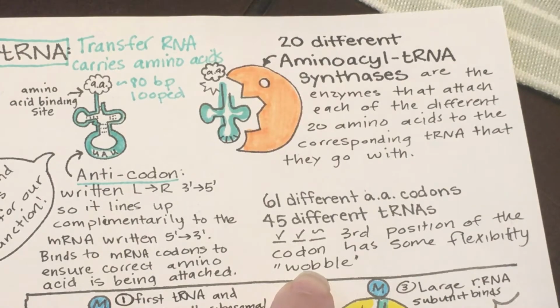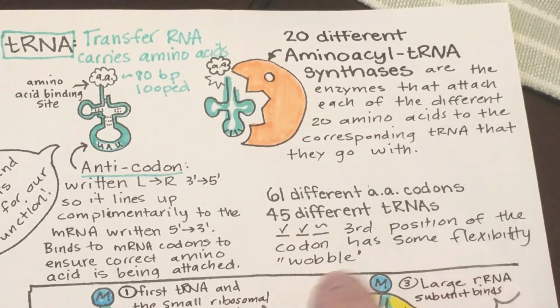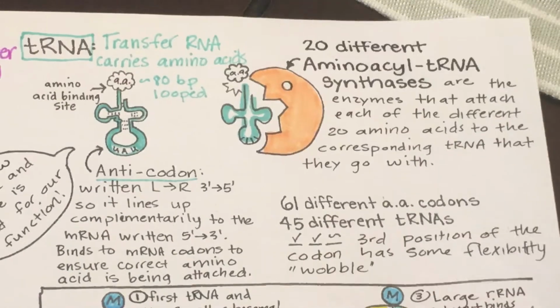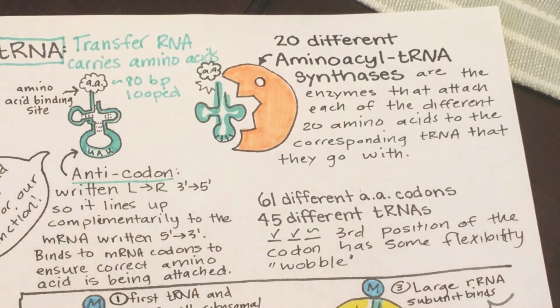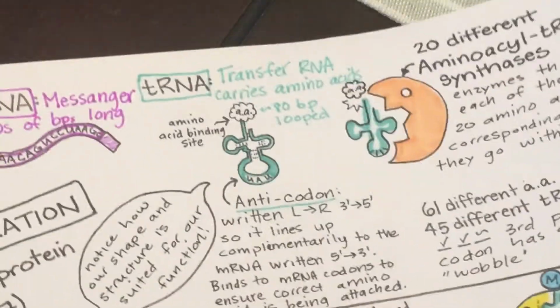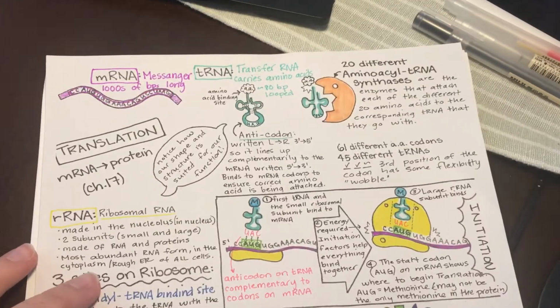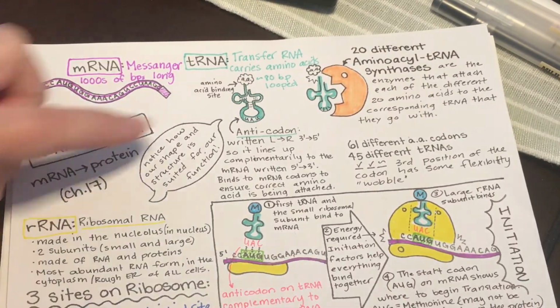effect because there doesn't need to be as much specificity in the third position of a codon. So we have some flexibility in the code, which is great because you can make mistakes and have mutations that won't actually affect it.